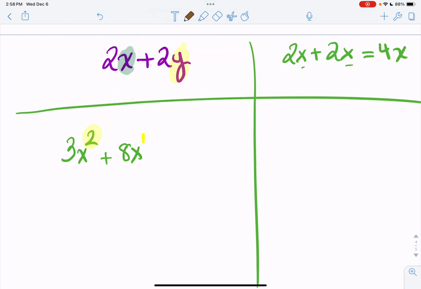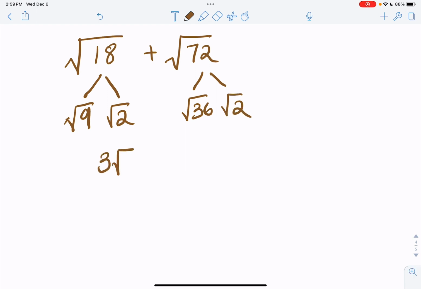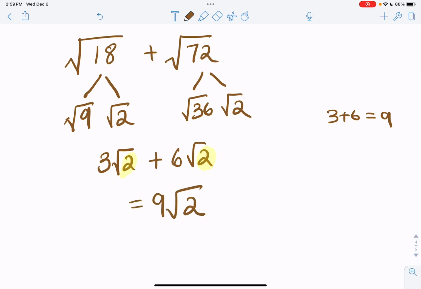Now, when it comes to radicals, we look for whether they have the same radicand. So let's say I had radical 18 plus radical 72. We simplified this earlier. This will be radical 9 and radical 2. This is radical 36 and radical 2, which is 3 radical 2 plus 6 radical 2. Both of them have the same exact radicand. So we just add the coefficients 3 plus 6, which is equal to 9. That gives us the final answer of 9 radical 2.